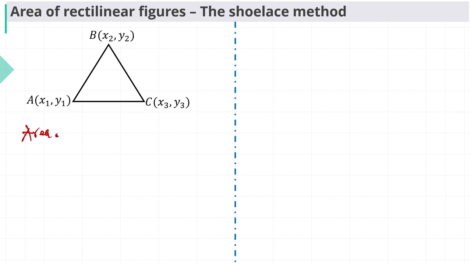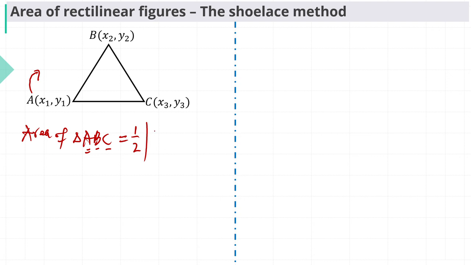Area of triangle ABC equals, we move in one sense of direction. You either move clockwise or you move anti-clockwise. So I'm moving from the point A to the point B to the point C, and I'll come back to the point A. Area of triangle ABC equals half multiply the absolute of.